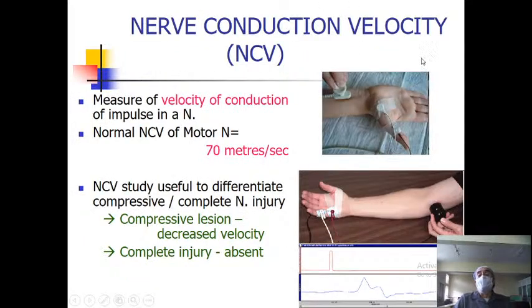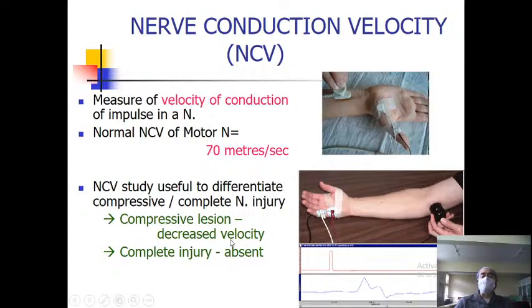One more thing is nerve conduction velocity. So you put the probes in the path of the nerve and you get the graphs and you measure the velocity of the conduction. In a normal nerve, you know that the normal velocity is around 70 meters per second in a motor nerve. So if there is any interruption, then a decreased velocity means it's a compressive lesion, that is not a complete cut. If it is a complete cut, it's a flat graph.